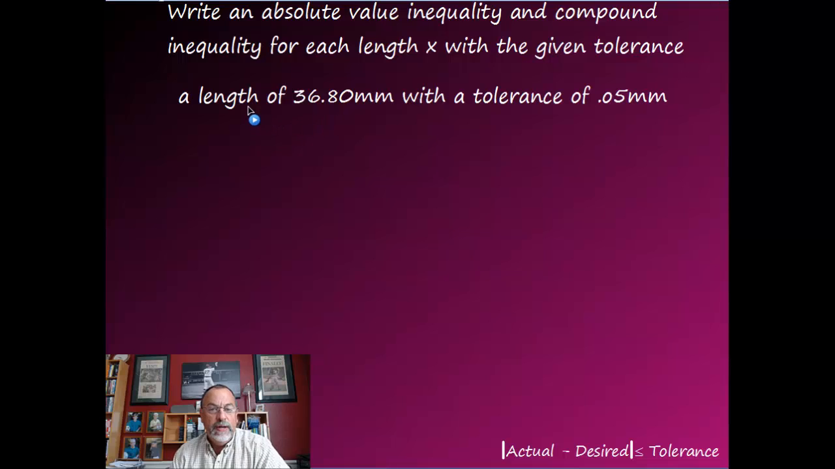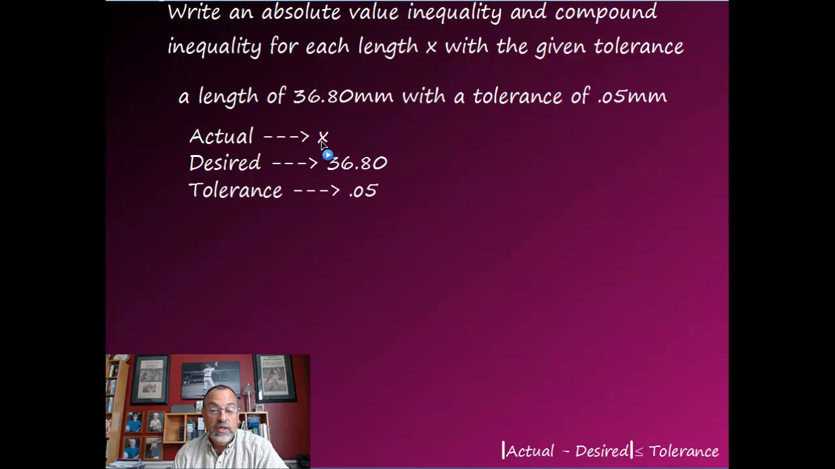So here are the values that we have. We would like a length of 36.80. So what is that? That's our desired, with a tolerance of 0.05. So that's our tolerance. So actually we have all the information that we need for this absolute value inequality. We just need to substitute it in.